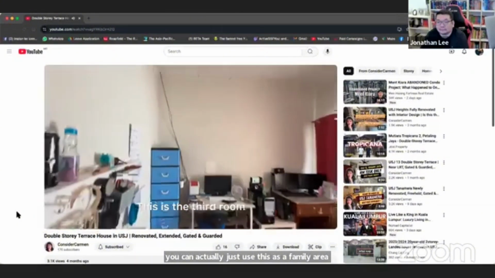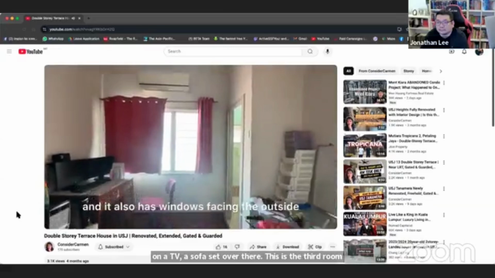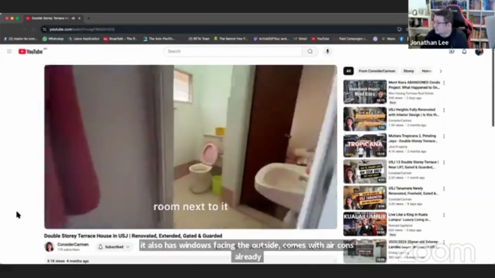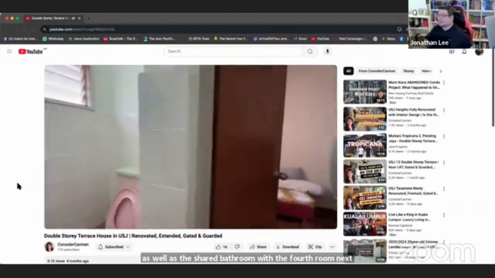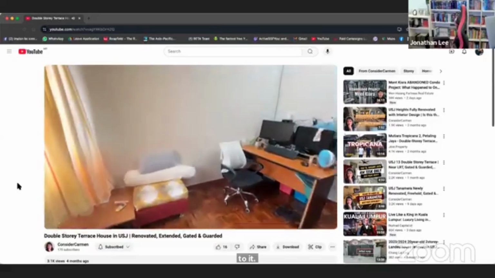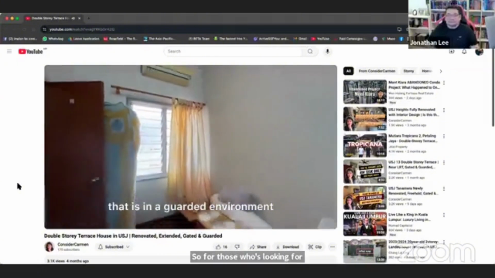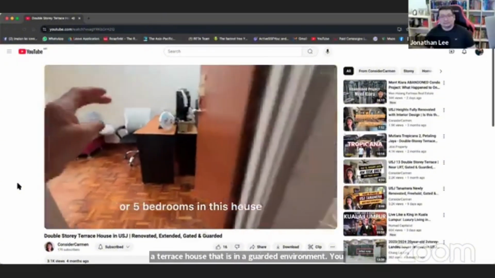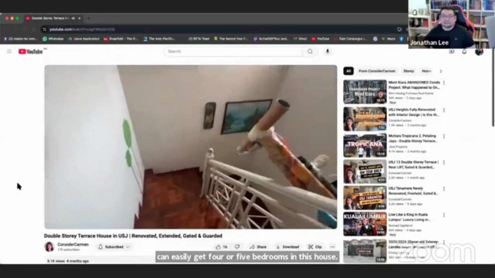This is the third room. And it also has windows facing the outside, comes with air cons already, as well as the shared bathroom with the fourth room next to it. So for those who are looking for a terrace house that is in a guarded environment, you can easily get 4 or 5 bedrooms in this house, along with many car park spaces. This could be a good house for you.